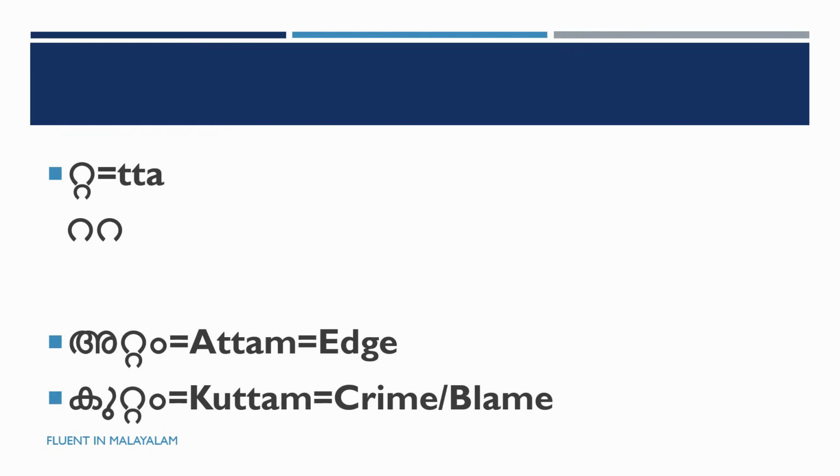Here are the examples. Attam means edge. The sound should come from the front part of your mouth, with the tongue touching the upper set of your teeth. Attam. Next one is kuttam. Kuttam means crime, or it can also be used in the context of blame, like kuttam parega, to blame someone. Kuttam parega is also to gossip about someone. So kuttam is crime or blame. Kuttam, attam. That was the last word.